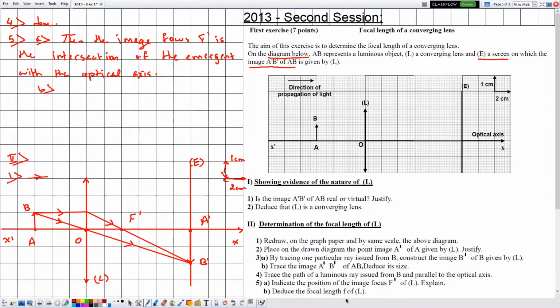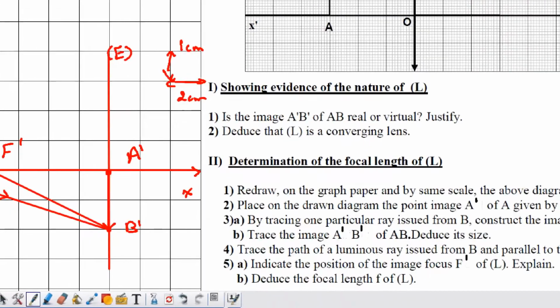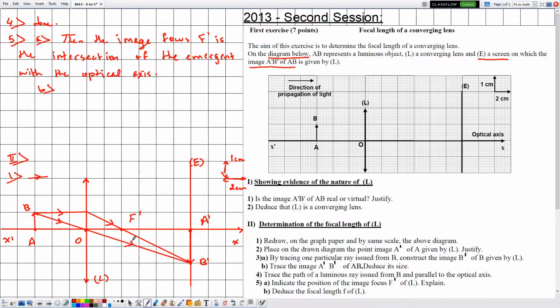Now in part B they are telling me to deduce the focal length f of L, and the word deduce means that we need to use the part just before. In 5 part A we have determined the position of the image focus, and we already know the position of the optical center, therefore we can deduce the focal length f by referring to its definition: the focal length is the distance from the optical center to the image focus.